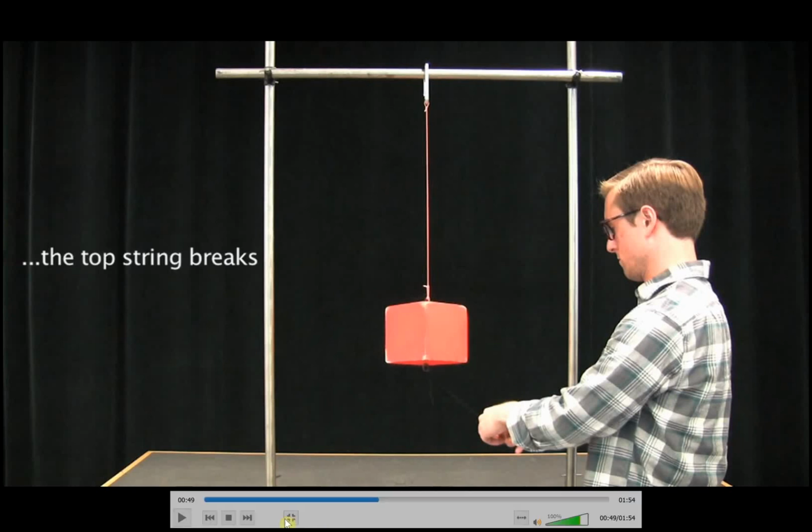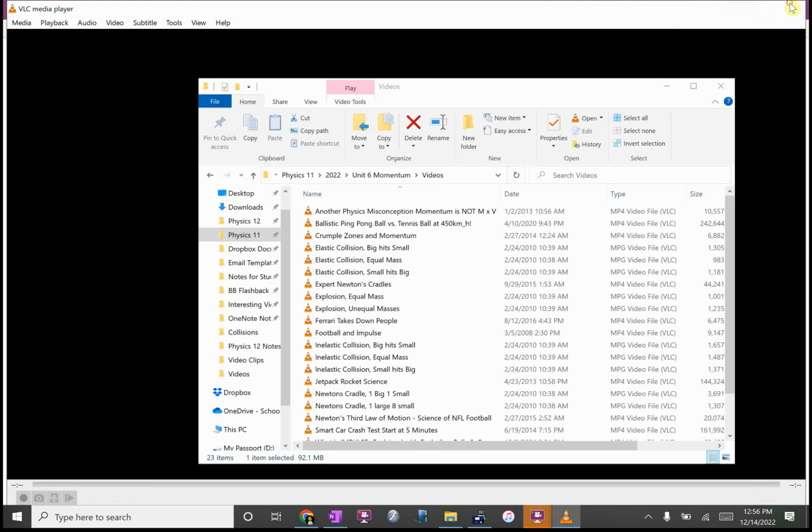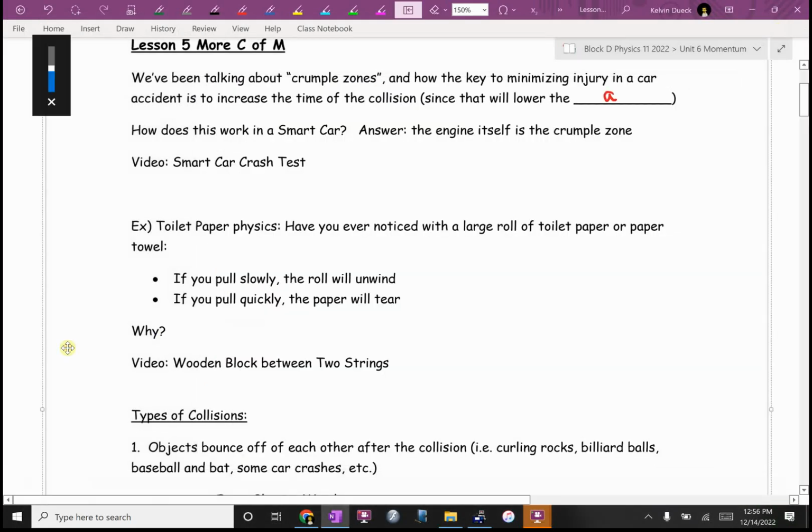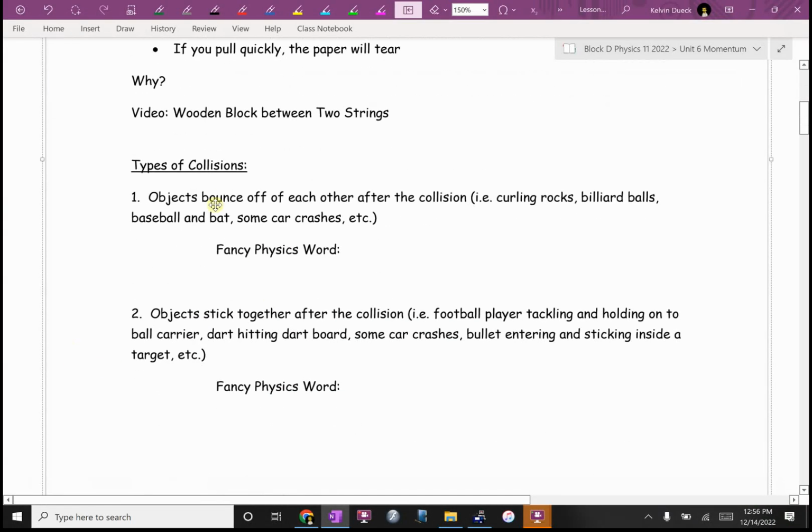Here's the part of today's lesson. So here's where you want to turn your brains on. Okay? This is here where it says types of collisions. This is going to be vocabulary we need to know. We're going to break collisions up into two main types. They stick together or they bounce apart. There are a whole bunch of other subtypes that you can do. Not going to worry about that. We're going to say collisions either stick together or bounce apart. The first one, if objects bounce off of each other after the collisions.